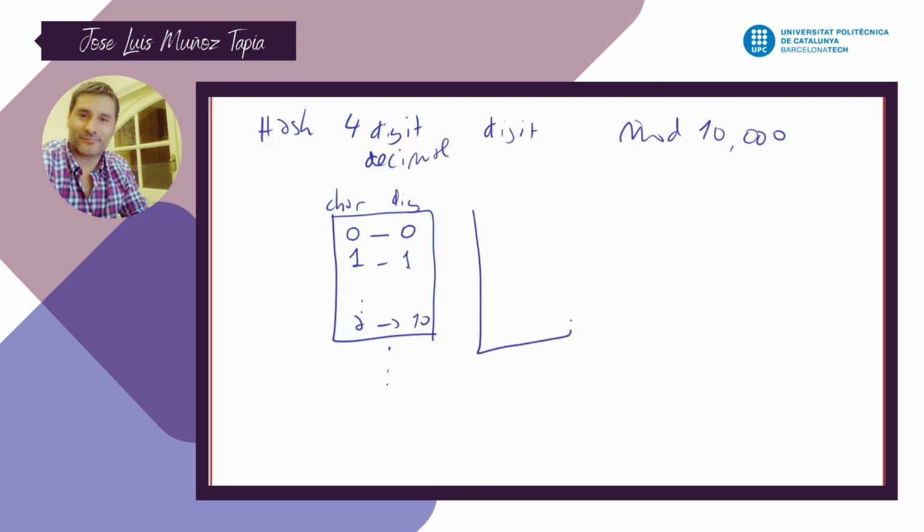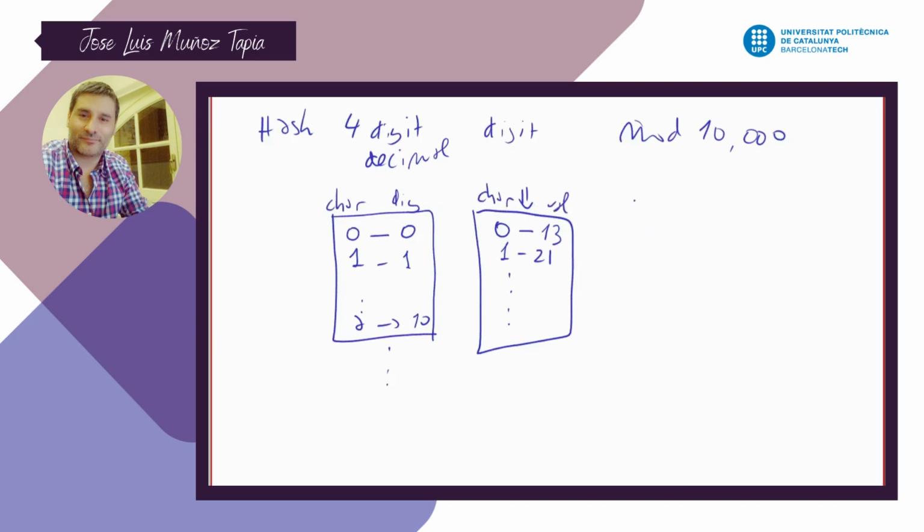Well, in this case, I can have another table, different, in which 0, I don't know, goes to value 13. I don't know, 1 goes to value 21, and so on. It's a different codification for each character. Each character goes to a different value.